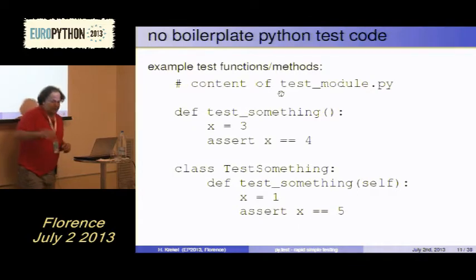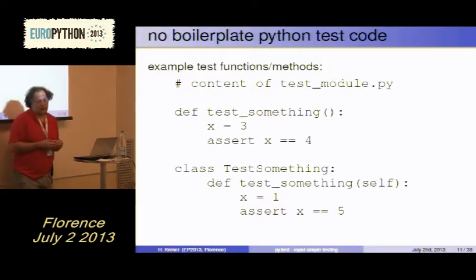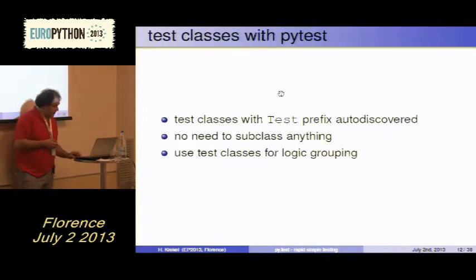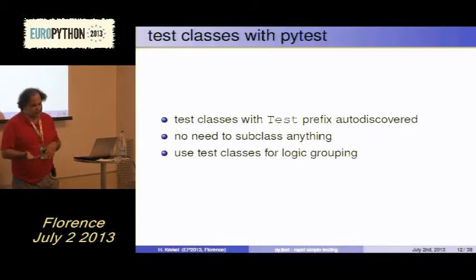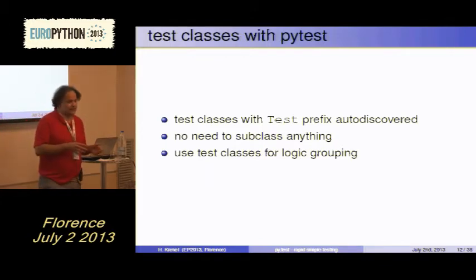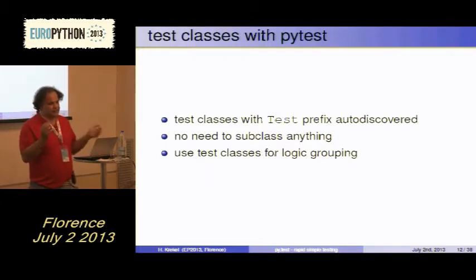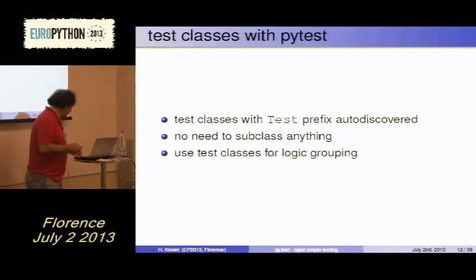No boilerplate means that you just write a test function with that prefix, and you just do plain assertions. So there's basically no extra knowledge that the test tool requires from you. Test classes have the test prefix, and in pytest you're not forced to use test classes for grouping by setup state. We get to this when we talk about fixtures.